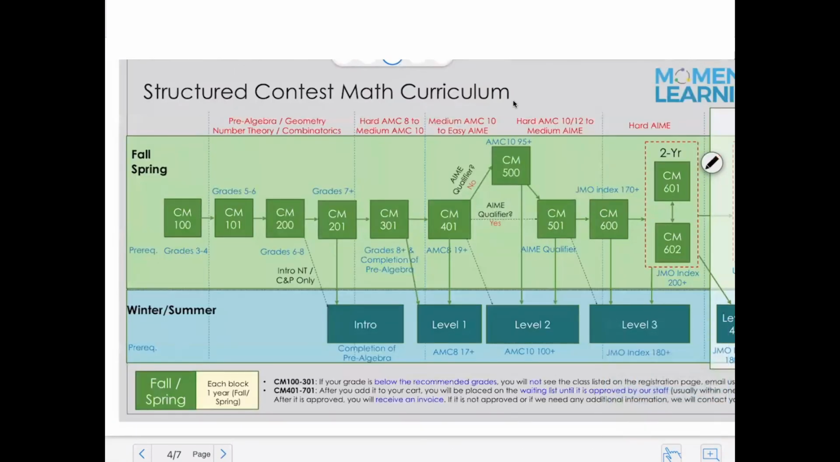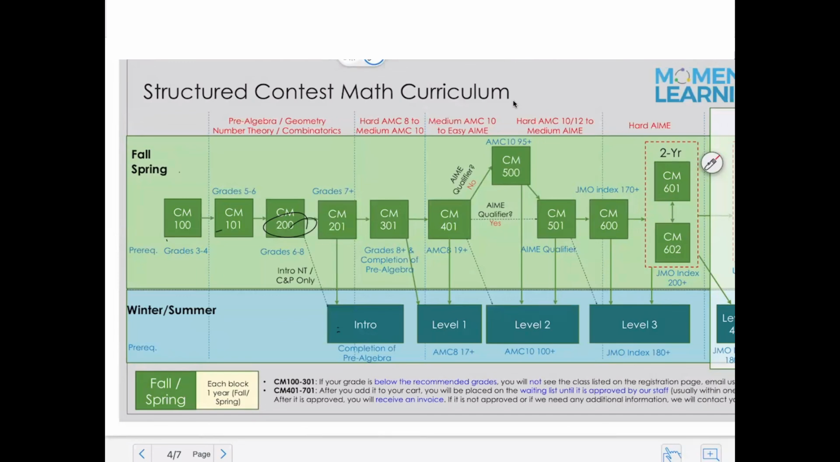So here's our structured contest math curriculum. Students usually start with contest math 100, which is for grades 3rd through 4th or advanced second graders. When the student reaches 200, they might take the intro class, depending on their level. We offer tests, and we also look at the teacher recommendation and how they perform in CM200. Then 201 students can enroll in intro without needing an approval.